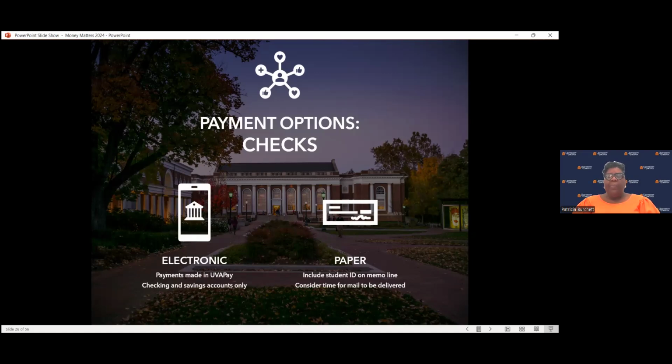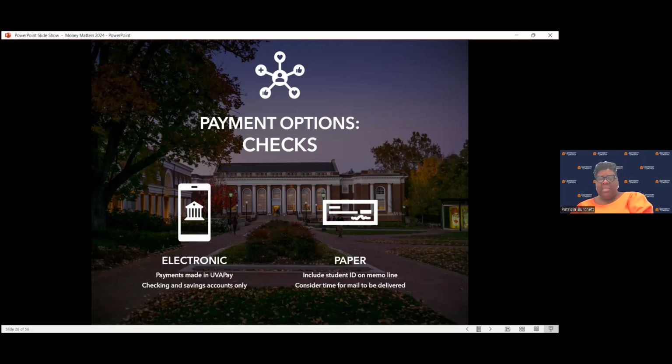Or you can choose to do a paper check. One of the things that I want to reiterate that's really important is that if you do want to pay with a paper check, it's really, really important for you to include the student's ID on that check and take into consideration the mailing time as it relates to the billing cycle and when the charges are due for each term. So if you want to pay by paper check, that is something that could be done, but just keep in mind the time frames.